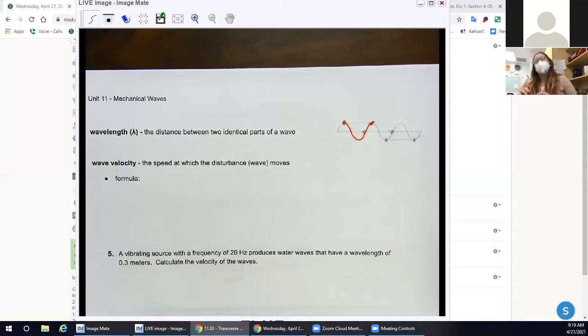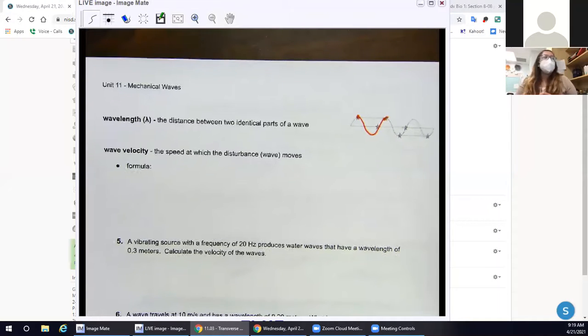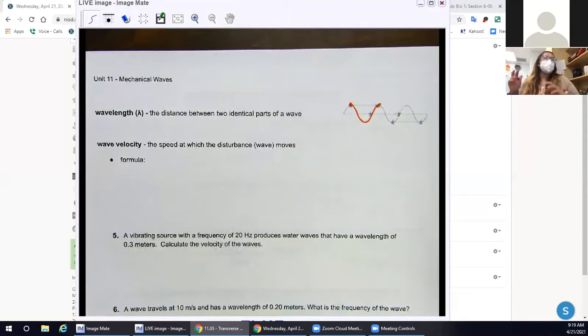It has to be identical. I don't think we have worksheets this year that are going to be asking you to measure waves, so that's pretty good. But if this was a regular physics class, I would print out a paper of waves, give you a ruler, and you would have to measure wavelengths. No, wavelengths are fine. You can measure with a ruler, I hope.